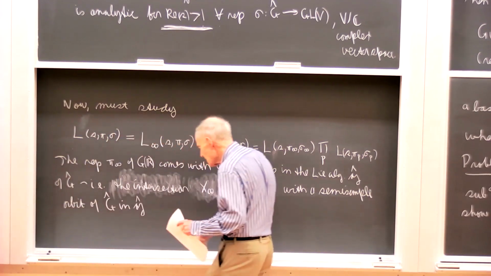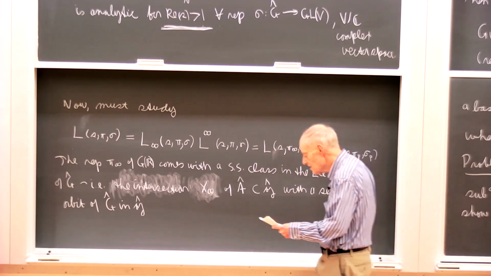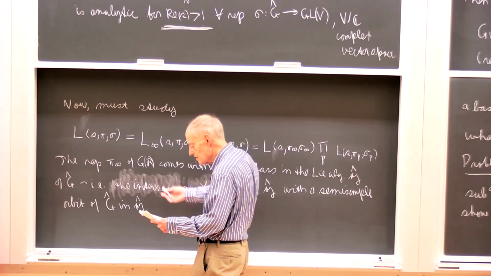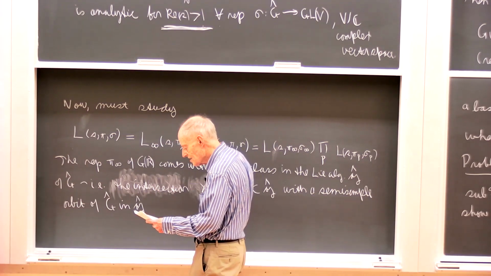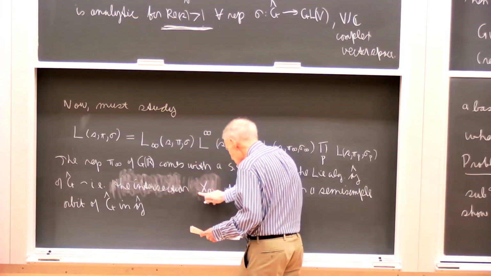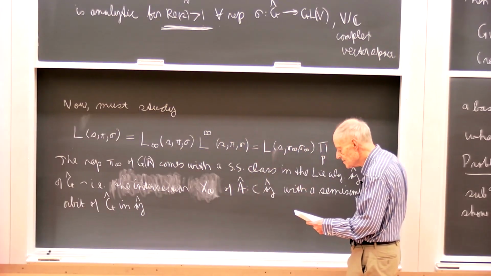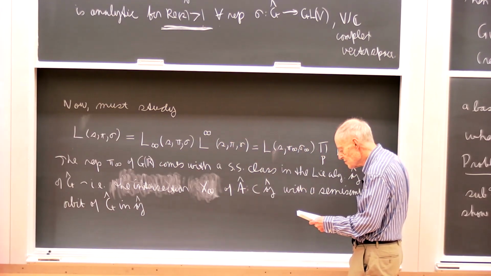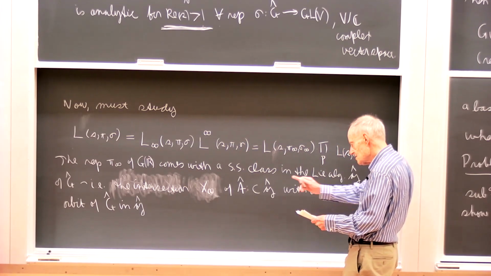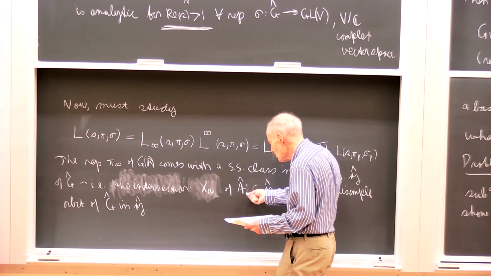G hat, of course, acts by the adjoint representation on the Lie algebra. Anyway, it comes with an element x infinity in the Lie algebra of g hat. And what one wants is the same thing. One wants to know, Ramanujan would say, that this lies in the imaginary part of this torus.